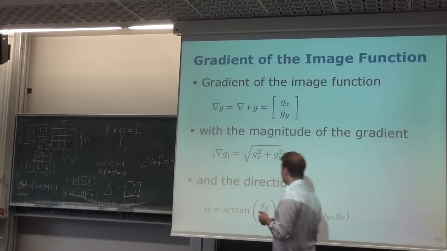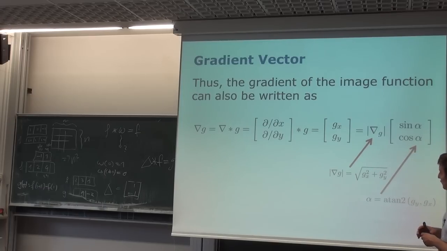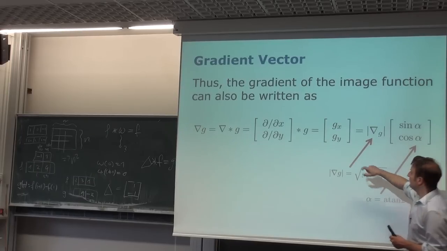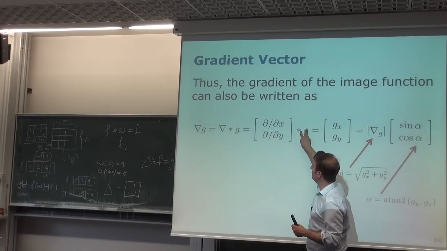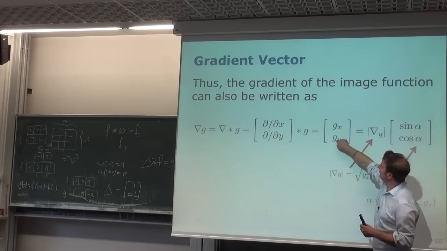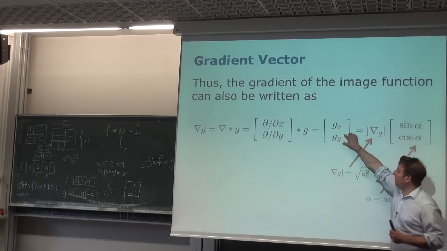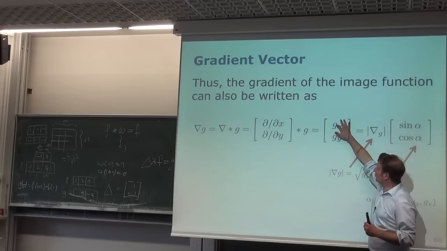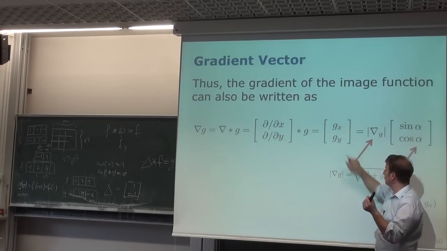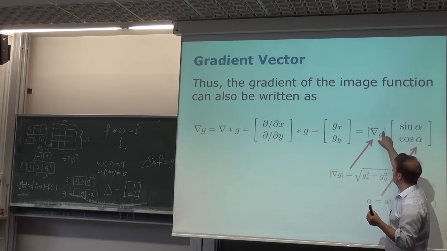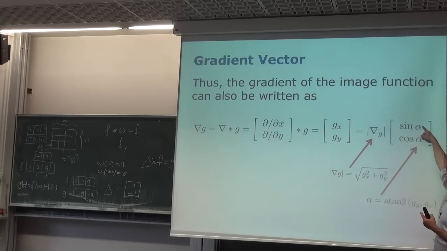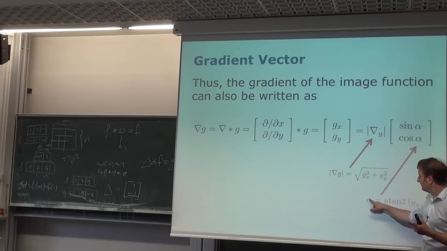So I can now express this again as 2 images. This is exactly what we had before. What I basically do here is 2 convolutions. The image G is convolved with this one and with this one. This gives me my 2 images. Now I combine them by squaring the 2 values per pixel, adding them up and computing the square root, which gives me the magnitude of the gradient, and then the direction of the gradient. I can express this with sine and cosine, or I could even take the angle.